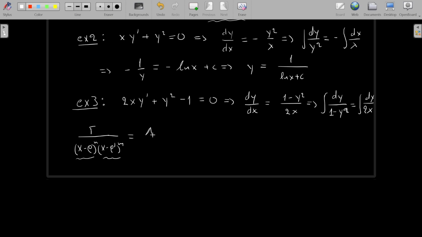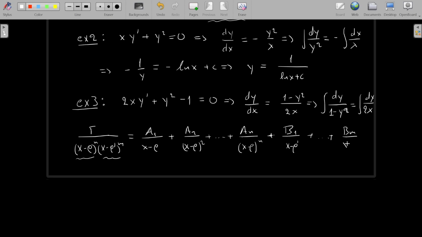So this could be written as a1 over (x minus rho) plus a2 over (x minus rho) squared, all the way up to an over (x minus rho) to the n, and this could be written in the same way as, let's say, b1 over (x minus rho prime) plus and so on, all the way to bm over (x minus rho prime) to the m, and we'll see that using the specific example.